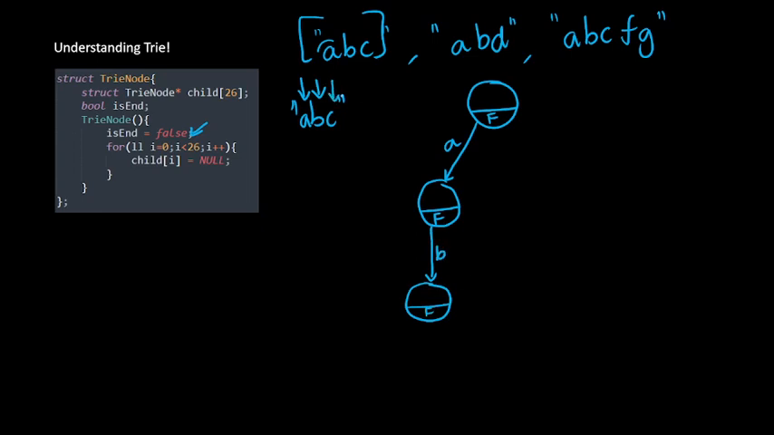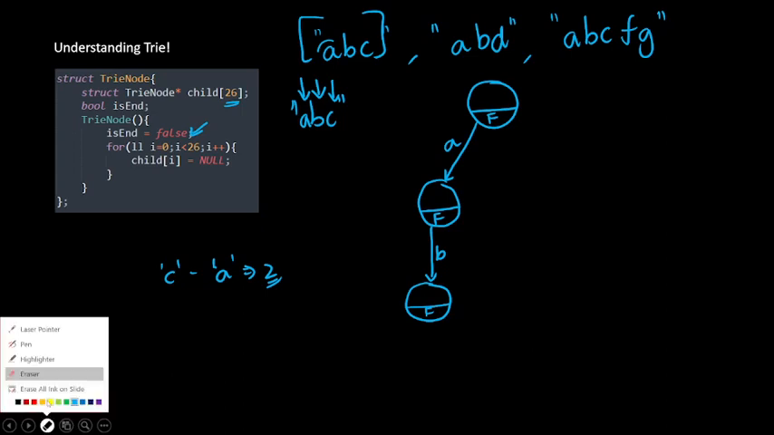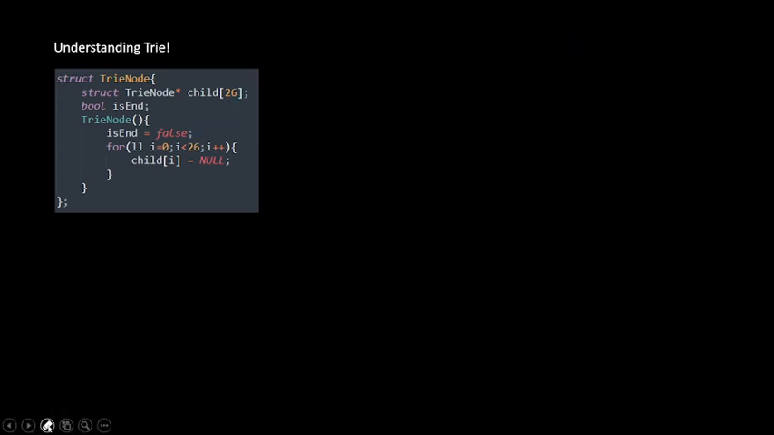Does this B have any branch which is for C? Basically we are checking something like this: does this point to a child of C? C minus A will give you 2. That is how you access this 26-size array. So you check if this equals null. This is for B, right? So there should be a pointer to C also, but that's not the case. So I'll just erase this part. If it's not having that, then you create one. Okay, very nice.